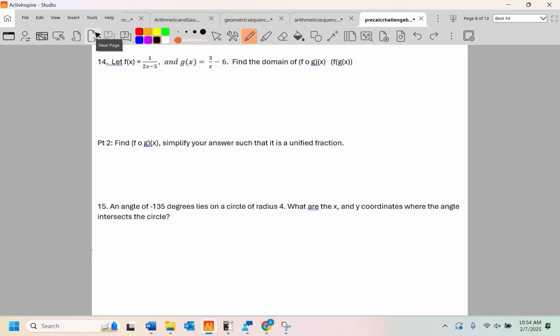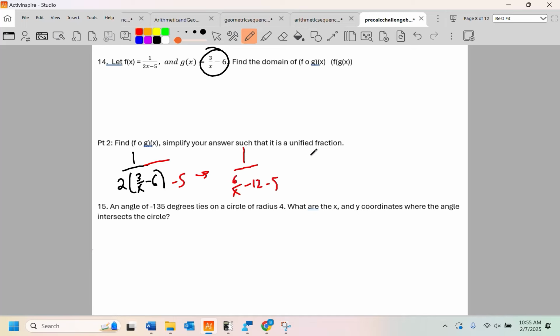14, let f of x be 1 over 2x minus 5 and g of x be 3 over x minus 6. Find the domain of f of g of x. I'm going to do part 2 first because it makes it easier. That's going to go in for that x. 3 over x minus 6, and then minus the 5. Clean that up. 2 times 3 is 6. 6 over x minus 12 minus 5. Clean it up a little bit more. 1 over 6 over x minus 17.